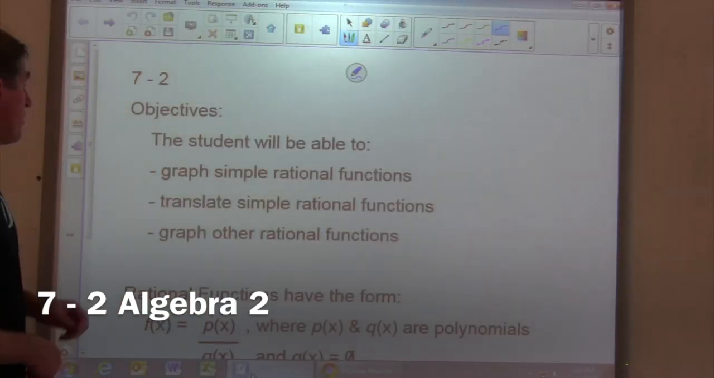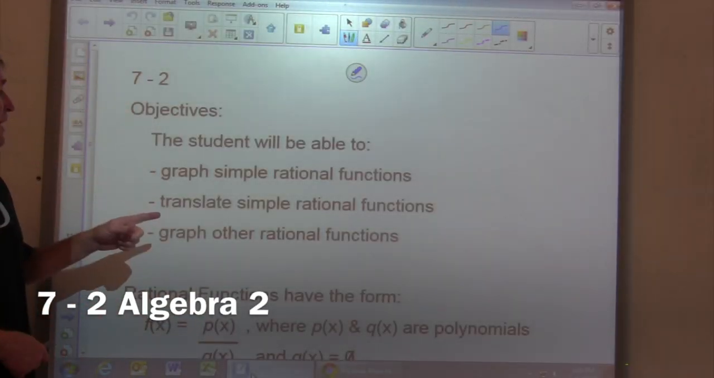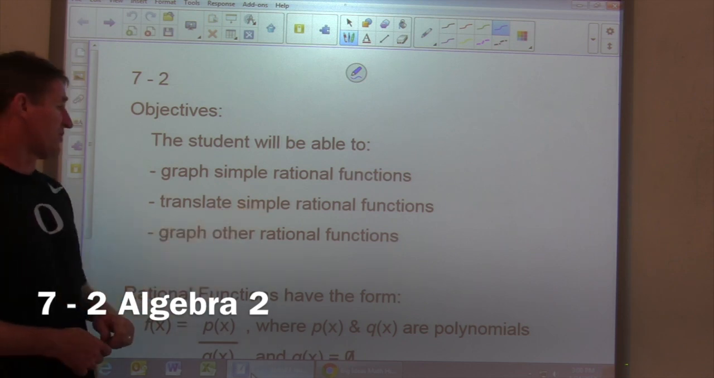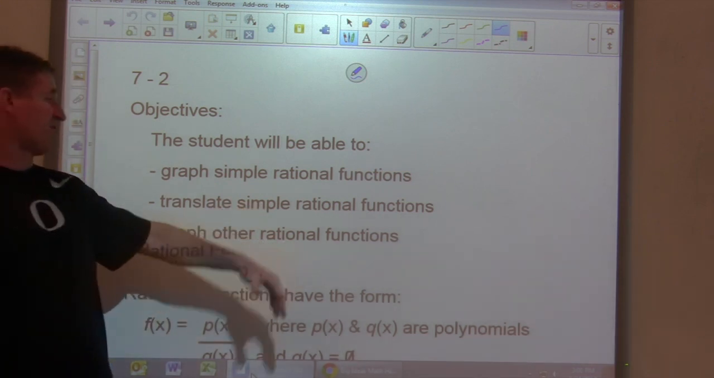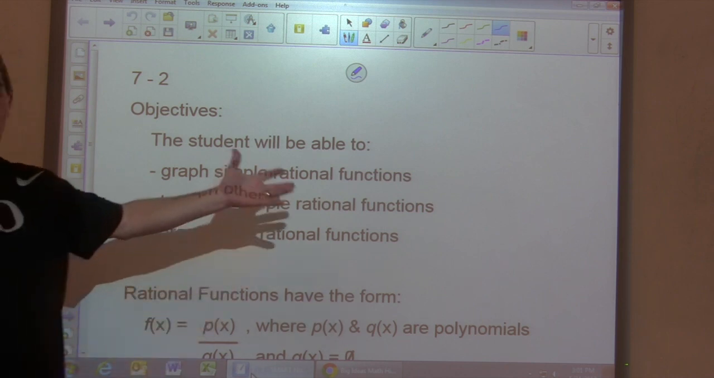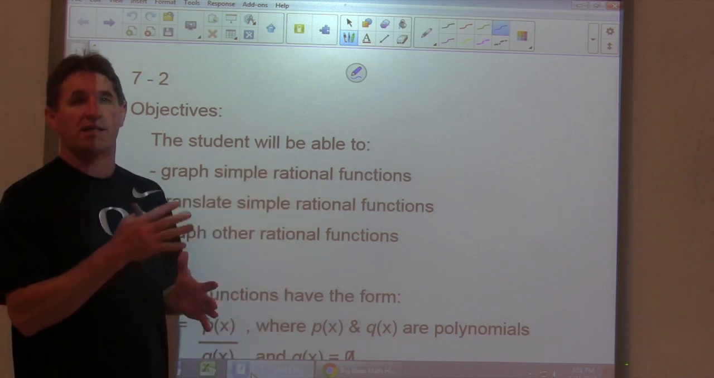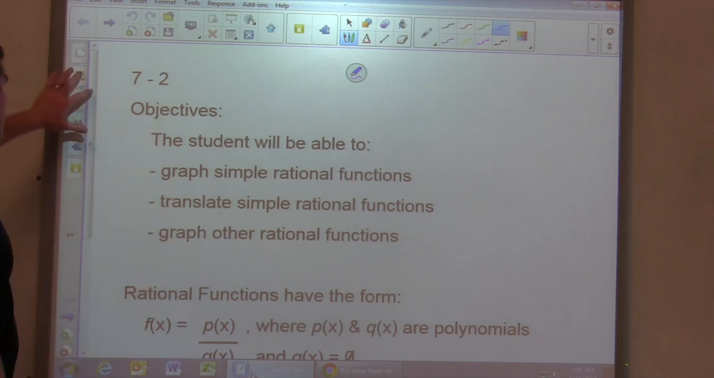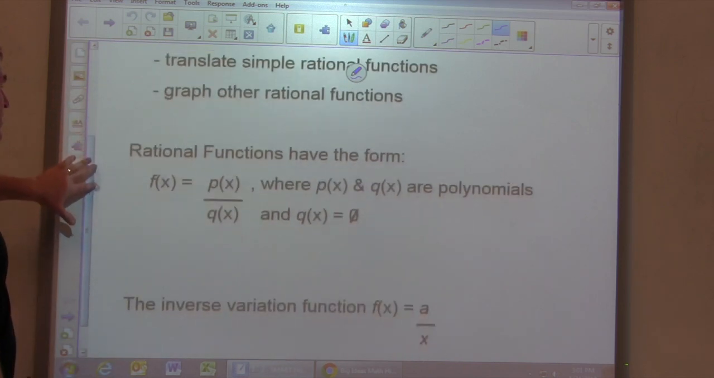Section 7.2, our objectives for today are the student will be able to graph simple rational functions, translate simple rational functions, and graph other types of rational functions. So you can see we have rational in that. Remember, rational means can be written as a fraction. So now we're going to have one function in the numerator and one in the denominator.